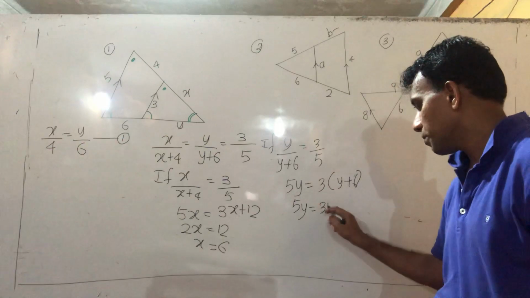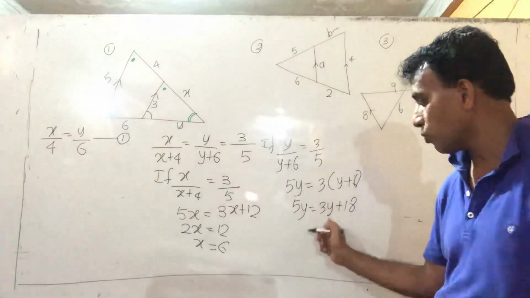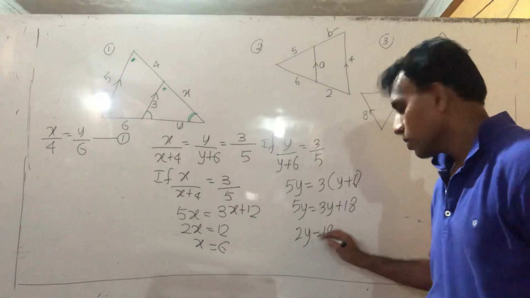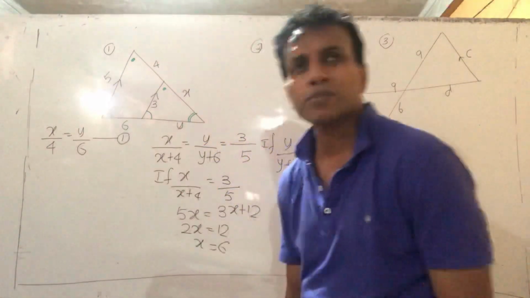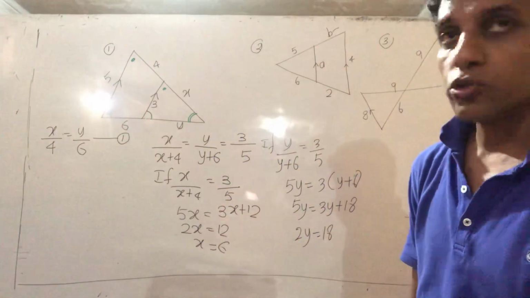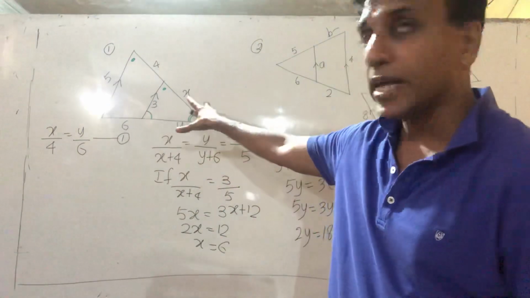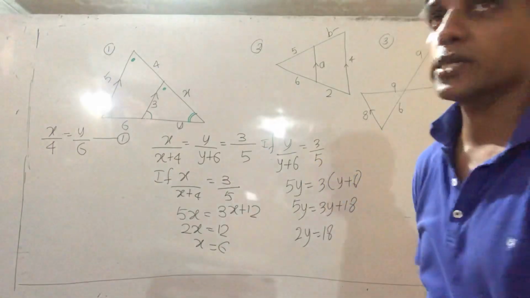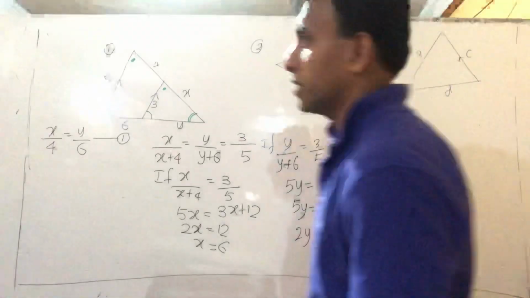Multiply by 3, 18. Take the 3y, subtract: 5y minus 3y, 2y equals 18. So y is 9. If you apply it there also, it becomes 9. So I explained both of the methods, using the ratio theorem and this equiangular proportional sides method. Corresponding sides are proportional. Try this. Next question, try that same method.